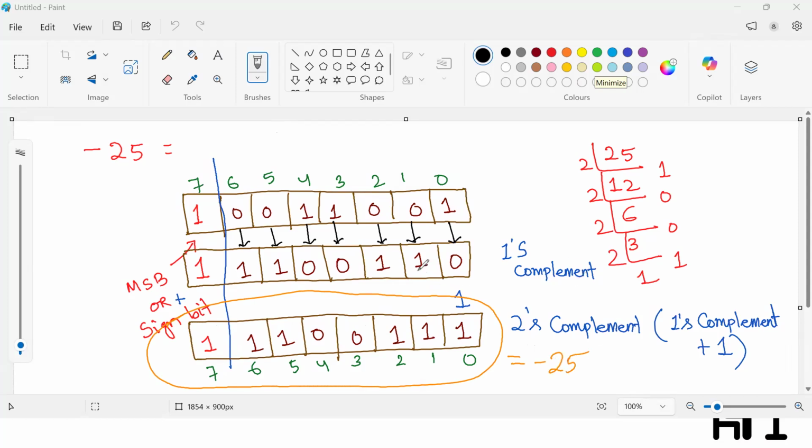Understood? So that means whenever you are storing negative numbers in memory, directly the binary value cannot be stored. You have to first find the binary value, then you will find the 1s complement, then you will go for the 2s complement. Once you find the result of the 2s complement, that 2s complement is going to be stored in memory. Okay. So this is how the positive numbers and negative numbers are represented in memory.